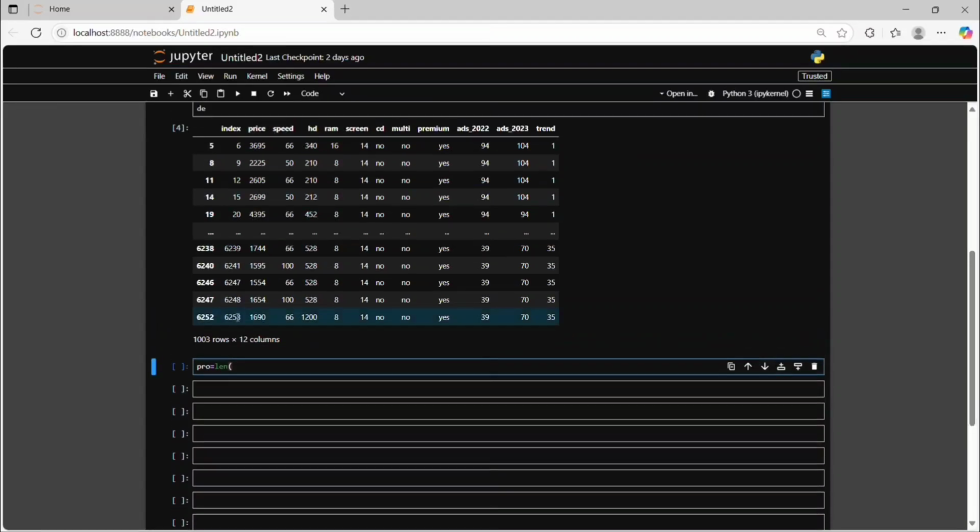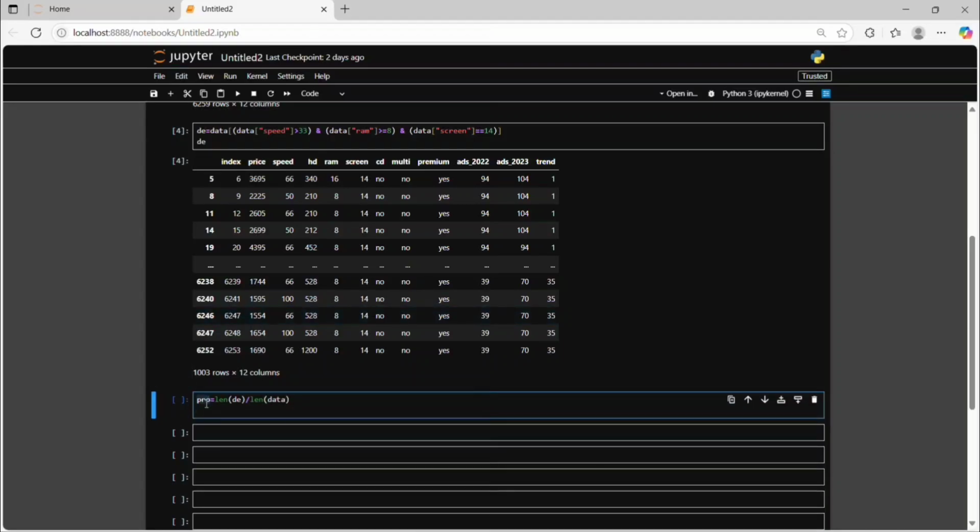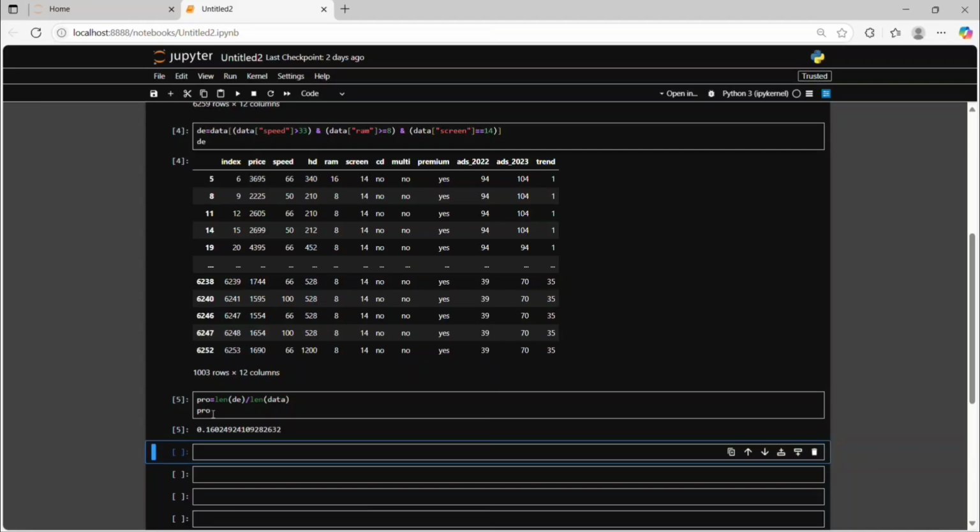So I use the length function here, length of d divided by length of all data, and I print its probability. So it's 16%. I converted it into a percentage.